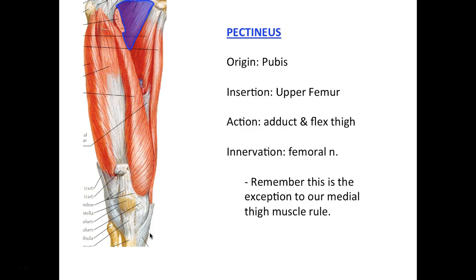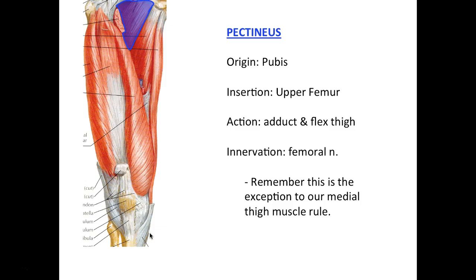Next we have pectineus, and this too is going to originate from the pubis and insert into a general area, once again, the upper femur, although this area is much smaller than the region that the vastus intermedius originates from. The action of pectineus is to adduct and flex the thigh, which is why we place it as a medial thigh muscle, but its innervation is from the femoral nerve. So this is our one exception. Well, I shouldn't say one exception.